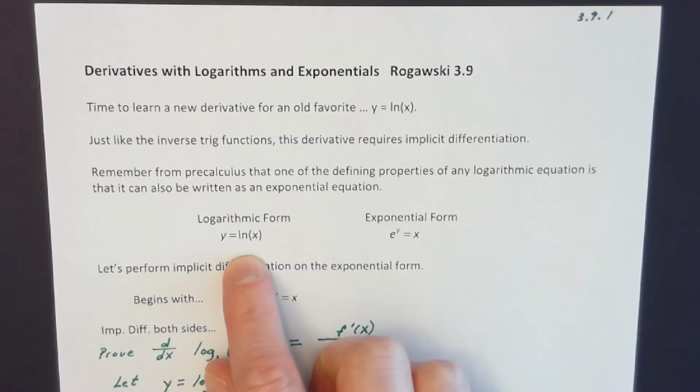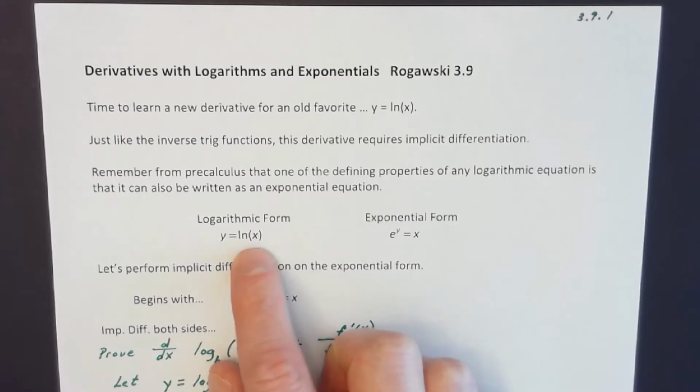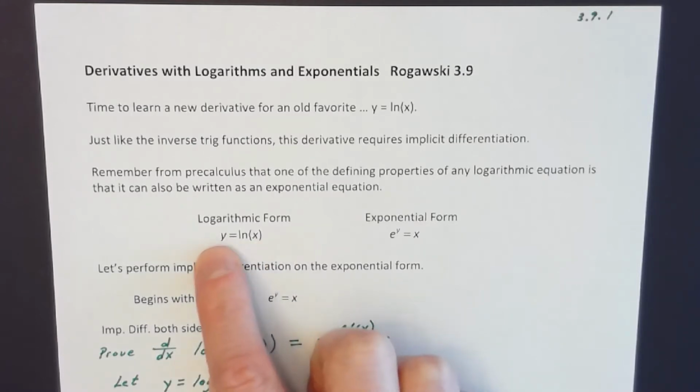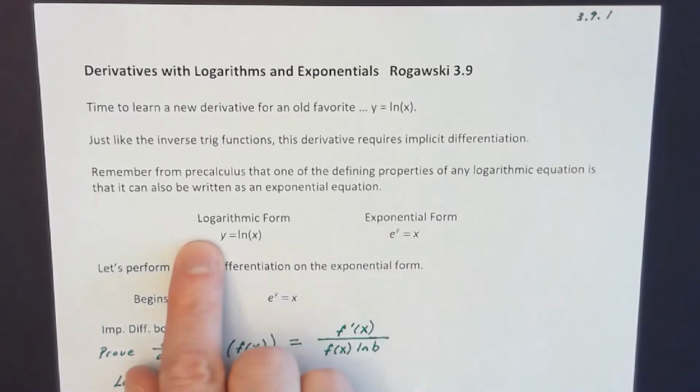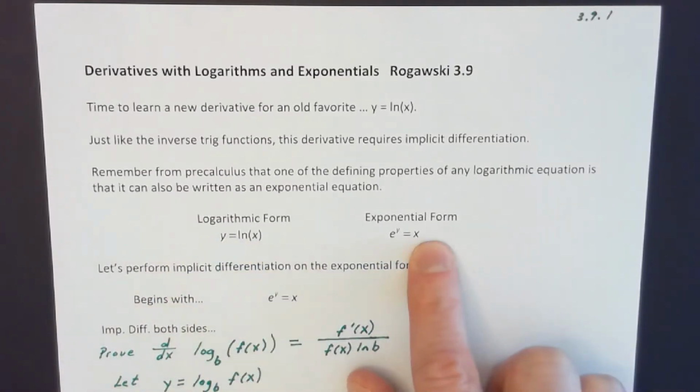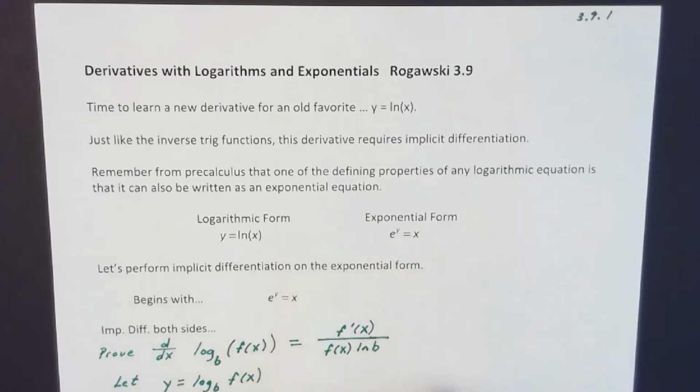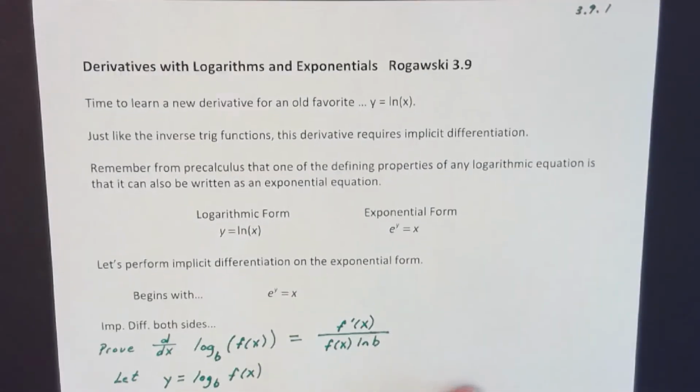Any logarithm is literally asking you, what number do you have to raise that base to, to get the number on the end? So this is asking you, what power of e do you need to raise it to to get to an x? And you already have the answer over here. So this in exponential form would be e to the y power is equal to x. So now, let's go ahead and talk about the derivative of that.